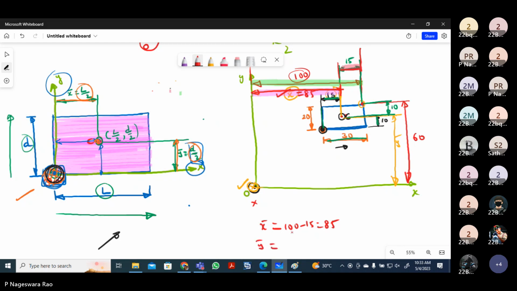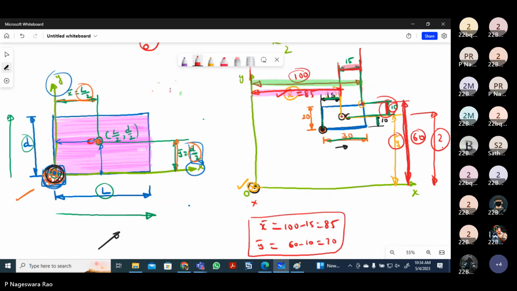Similarly, y bar. For this case, the y bar is equal to the y coordinate. What I mean is, we know that this distance is 10 mm. This total distance is 60 mm. But I need this distance. Then how to get it? The entire length is 60, this length is 10 mm. So y bar is 60 minus 10. So like this, I need to identify the coordinates.